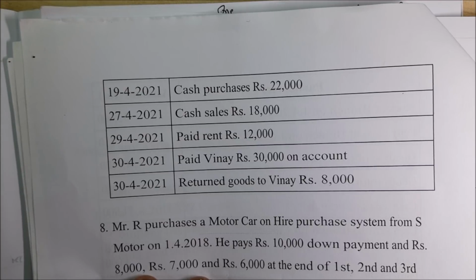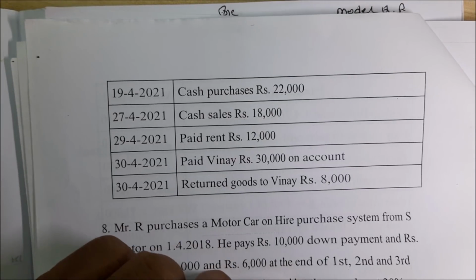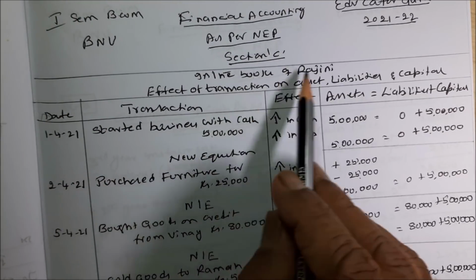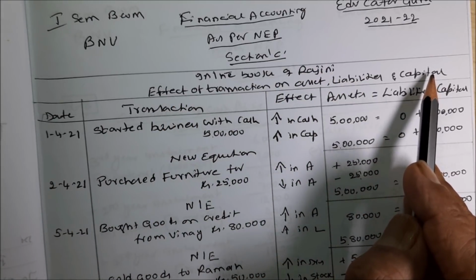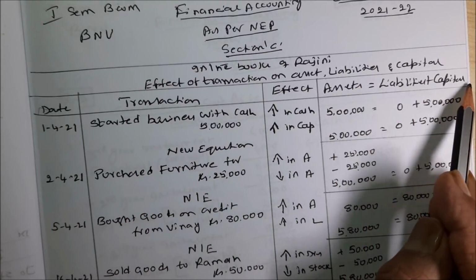So what you have to do is show whether an asset is increasing or decreasing, and whether a liability is increasing or decreasing. That is the effect that you have to show for each transaction, and for each one you have to write the new equation. Very simple concept, right? Now let me show you how to work it out from the examination point of view. In the books of Rajni, effect of transactions on assets, liabilities and capital. Date, transaction, effect, asset is equal to liabilities plus capital.